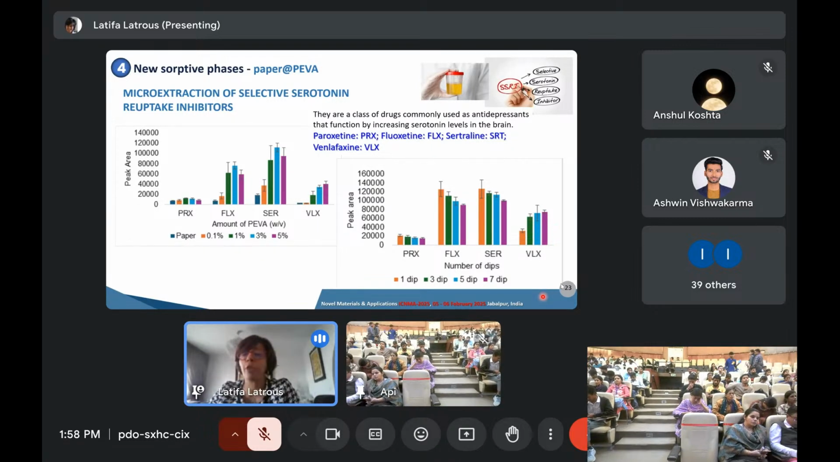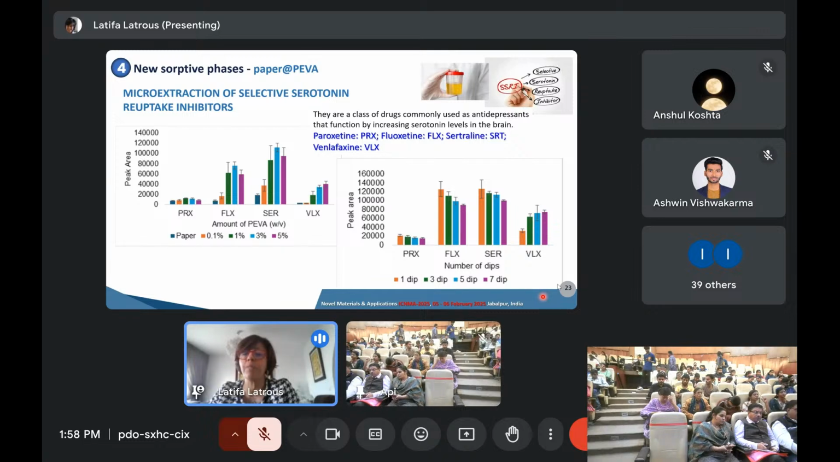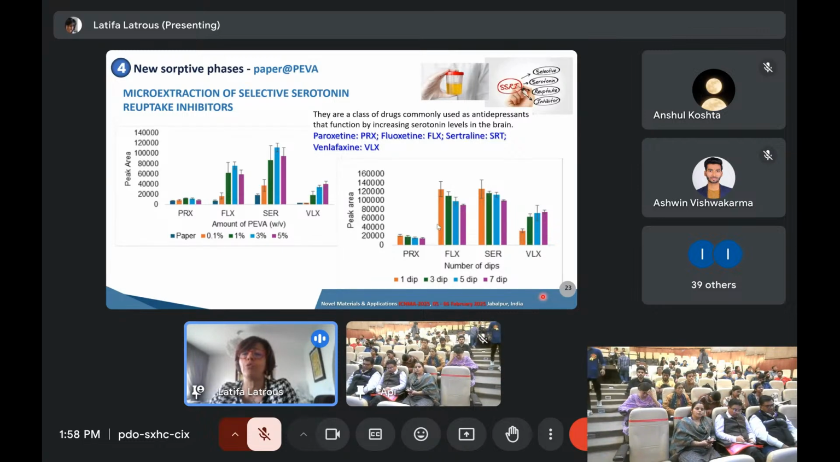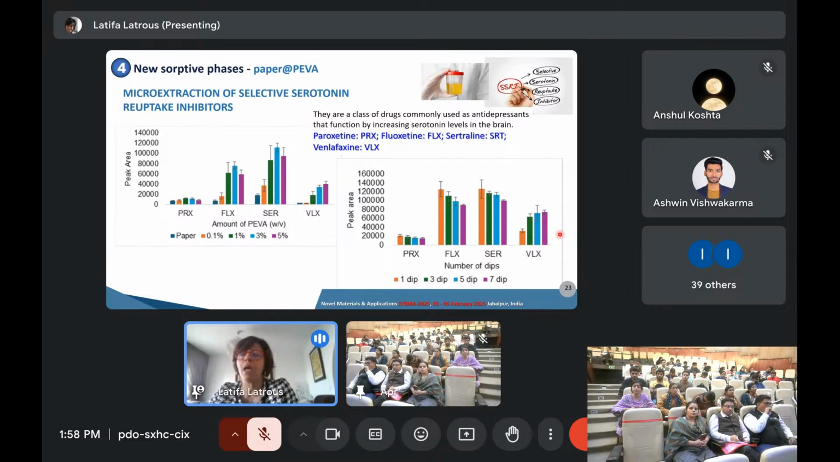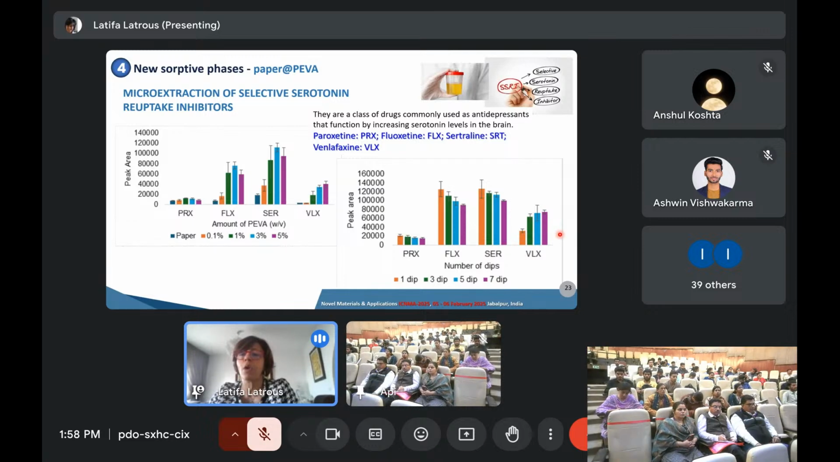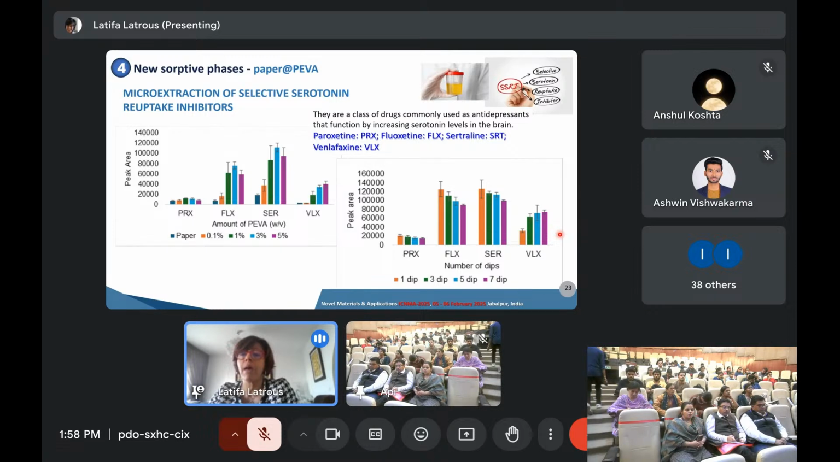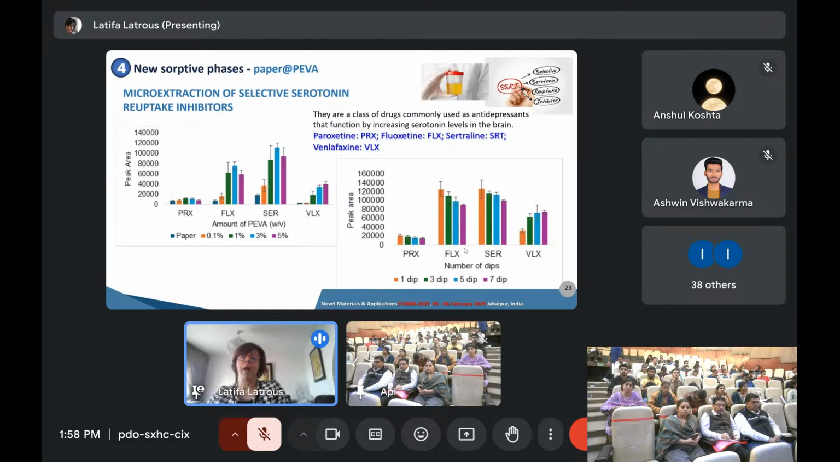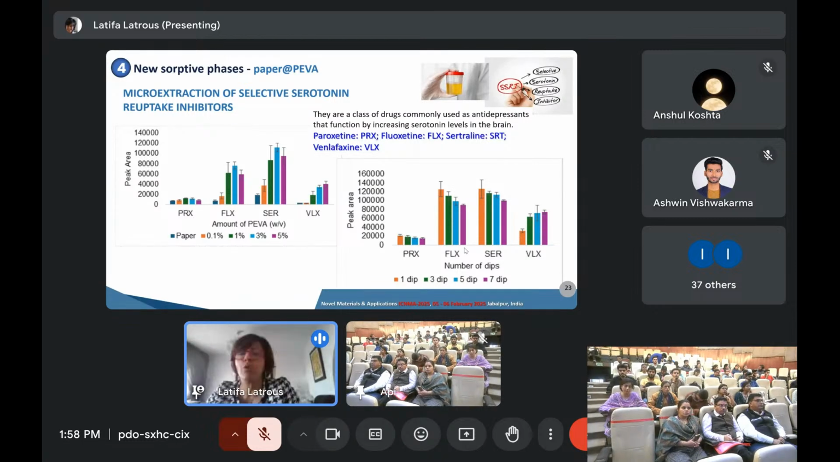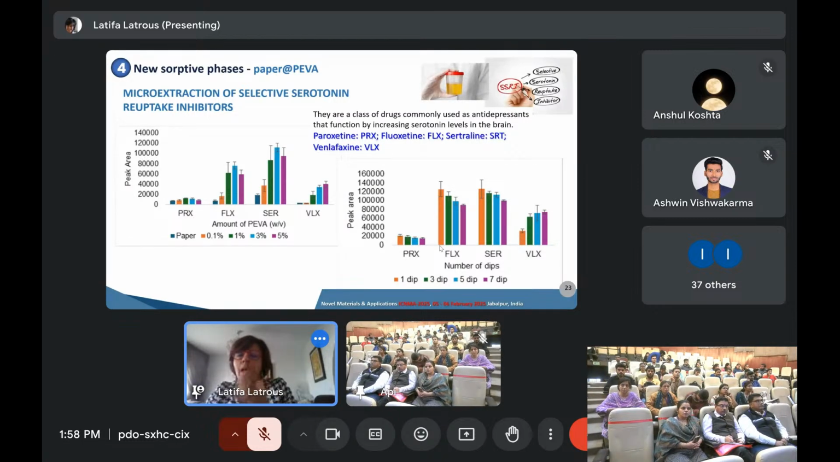The number of dips, that is, how many times the paper is immersed into the polymeric solution, was studied in the interval from 1 to 7 dips. In general, as expected, except for VLX, the signal decreases with the number of dips. This behavior is typical in paper modified by dip coating, and it is ascribed to an excessive coating of the paper. In this case, the cellulose fibers are wholly covered and a smooth polymeric layer is obtained.